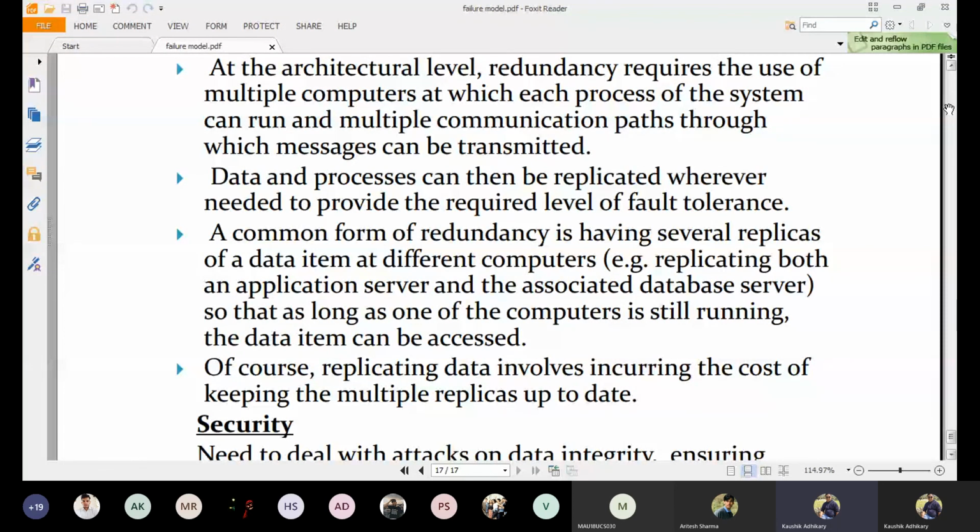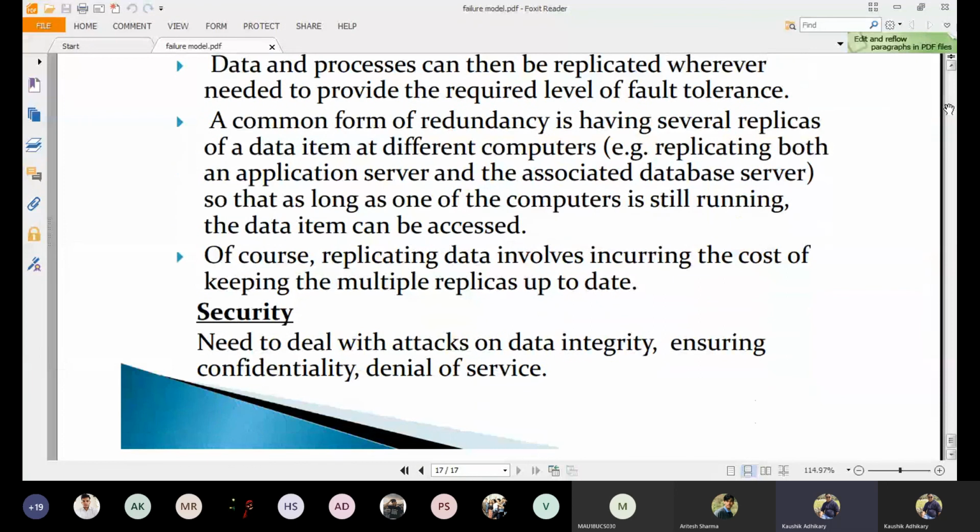Of course, replicating data involves incurring the cost of keeping the multiple replicas up to date. And last is security. It needs to deal with attacks on data integrity, ensuring confidentiality and denial of service.